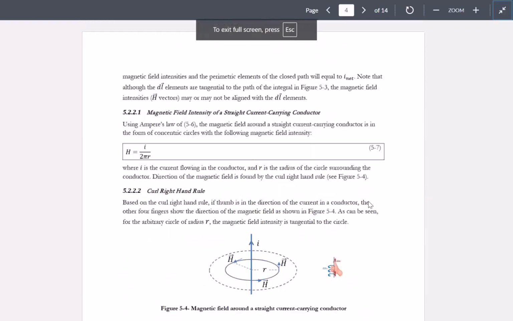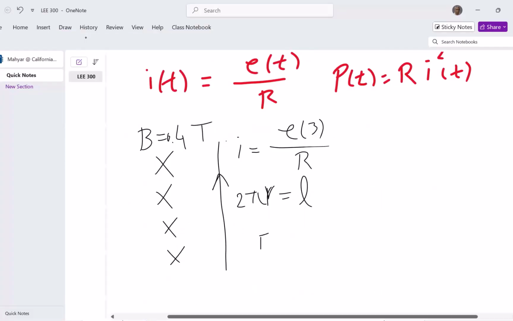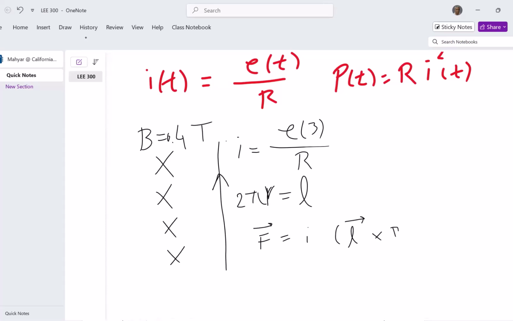So look at the force equation, where force would be I L times B, where L's direction is the same as the current's direction, right? Okay, L and B are perpendicular, right? So it would be just easy to find. I, E at time 3 over R, times L, which is 2 pi R, times our external B, which is 0.4 Tesla.